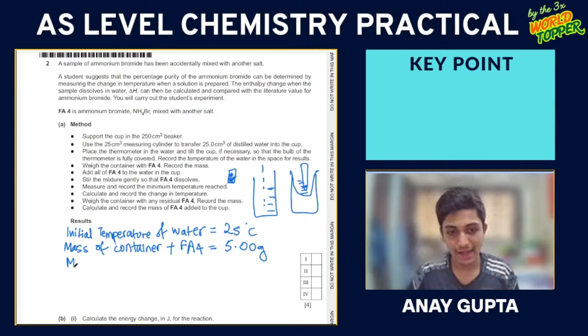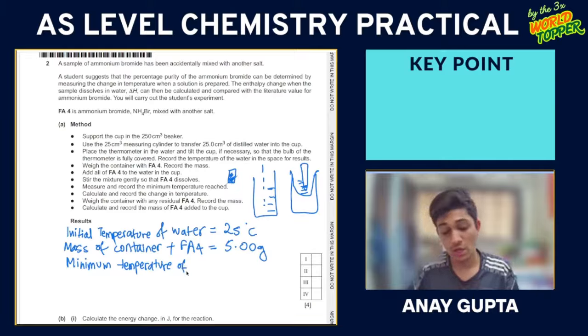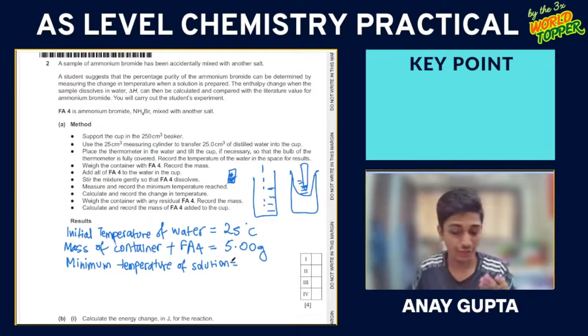So let's say that I write minimum temperature of solution. Now I don't say minimum temperature of water, but rather solution. These small things can cost you marks in moderation. Okay, so let's say that this was say 17 degrees Celsius, just hypothetically.